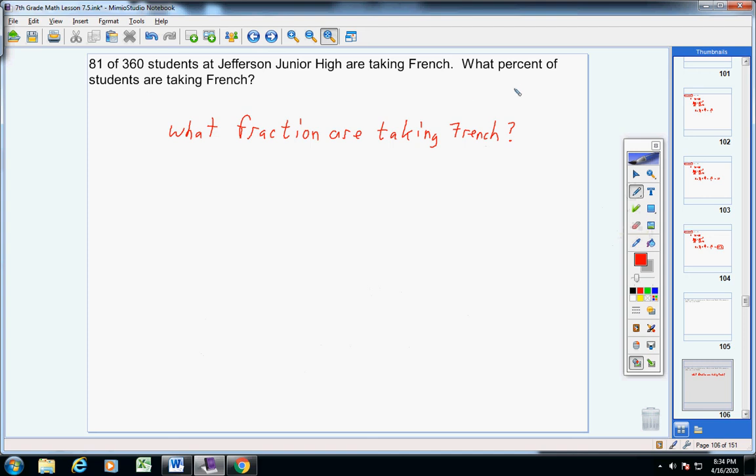Yes, it says what percent. I get that, but let's just pretend for a second it said what fraction, okay? If it said what fraction are taking French, we would say, wow, there's 81 students taking French, right? Out of how many total students? 360, right? So what fraction are taking French? 81 over 360. Now, if the question would have said what fraction are taking French, then we would be done, right? Well, we'd reduce it first, and we would get this, but we'd be finished.